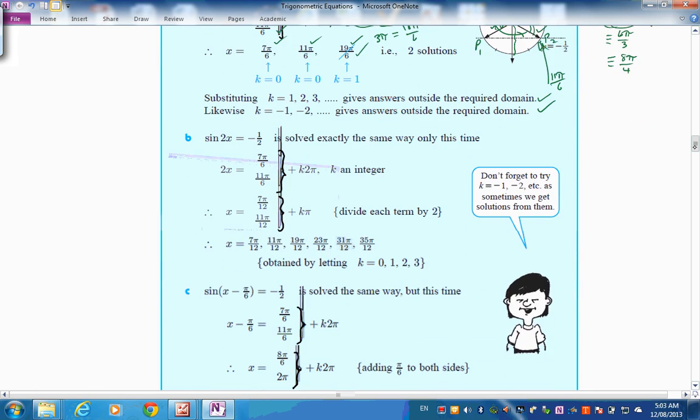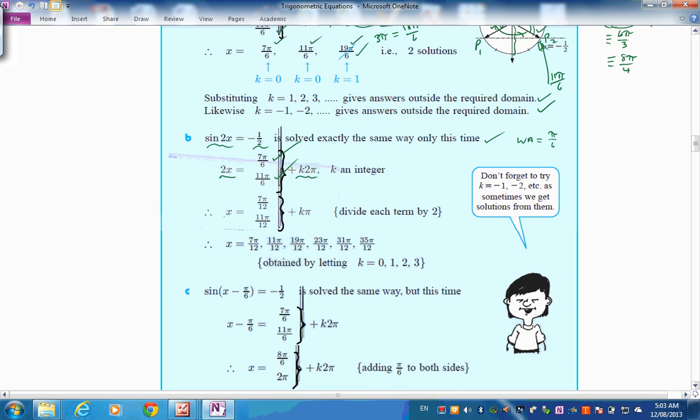It's getting a little bit different now. Sine 2x is -1/2. Now, solved exactly the same way. So you have your working angle, put that down, working angle is pi on 6. You then go to the same two quadrants. What's the difference? The angle now is 2x. So the rest of it remains the same, plus k times 2 pi.